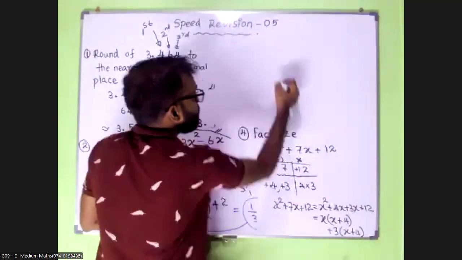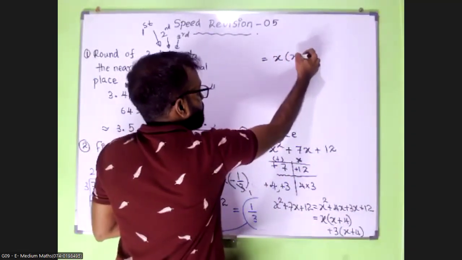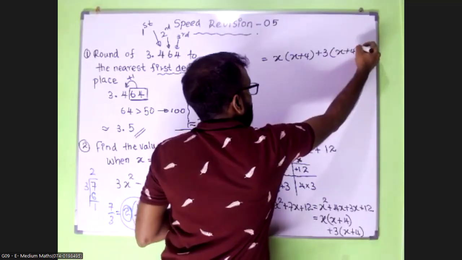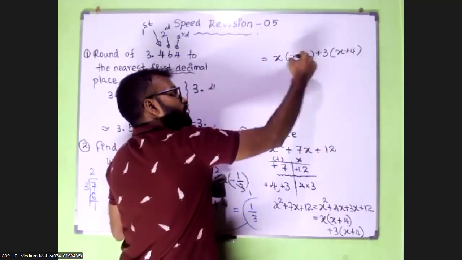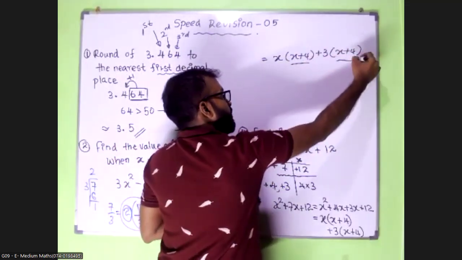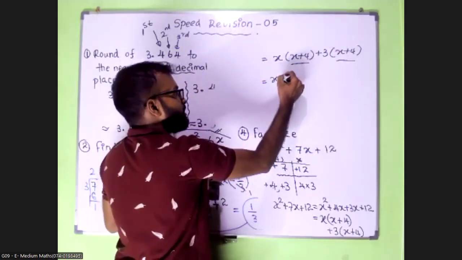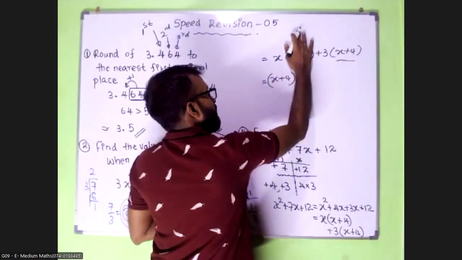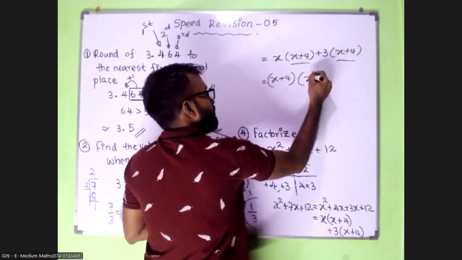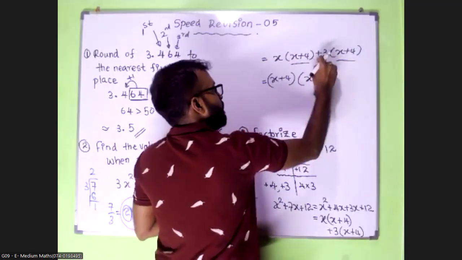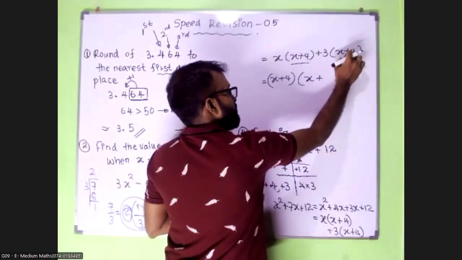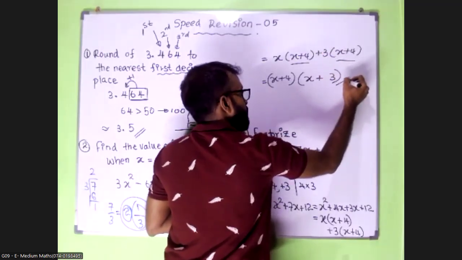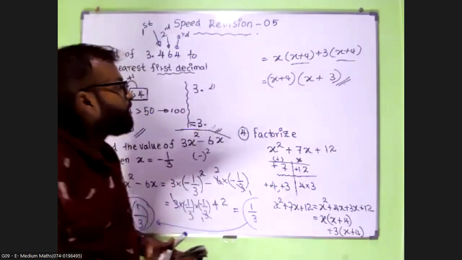So I will write this down here: x times x plus 4 plus 3 times x plus 4. All are positive numbers. So for this term and this term, x plus 4 is common. I am taking it out, because x plus 4 is common. If you take x plus 4 from the first term, you will have x, and from the second term, you will have 3. So this should be the answer.